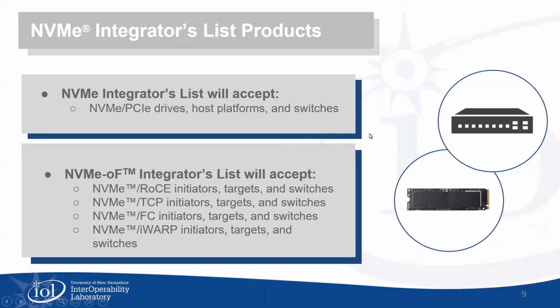Now, what goes on the integrators list? For the PCIe list, it can be drives, host platforms, or PCIe switches. And the over Fabrics is a bit more varied just due to the fact that there are different transports, different types of devices such as initiators, targets, or switches. We will verify them all over any of the relevant NVMe transports that are being used today. We also will list whether it's the IO command set for NVM or ZNS. As of a year and a half ago, 2 years ago, we started listing ZNS command sets on our integrators list as well.